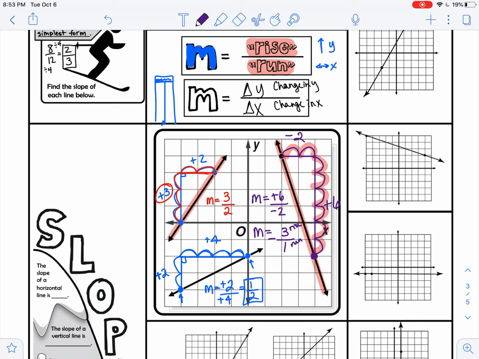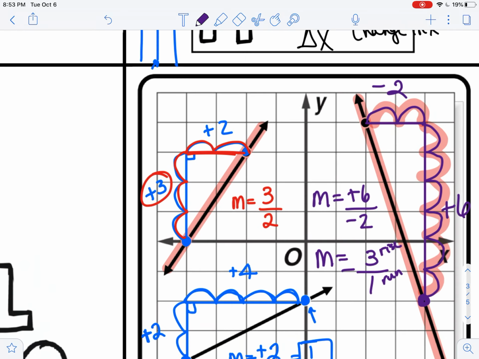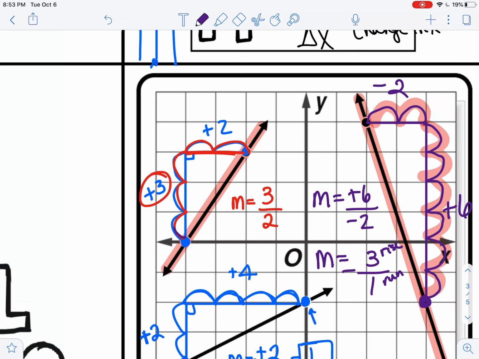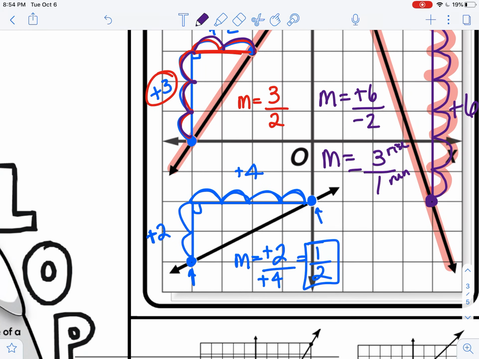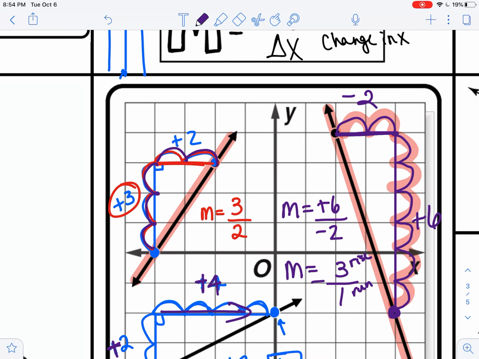When you're finding your slope or your rate of change, because they're going to use both words on your STAR test, you're going to be finding the change in y divided by the change in x. You're going to start with that lowest point and calculate your rise and then your run. As you do your rise, you put your plus sign, and then as you do your run, you decide if it's going to the left or to the right. If it's going to the right, then it's going to be positive. If it's going to the left, it's going to be negative.